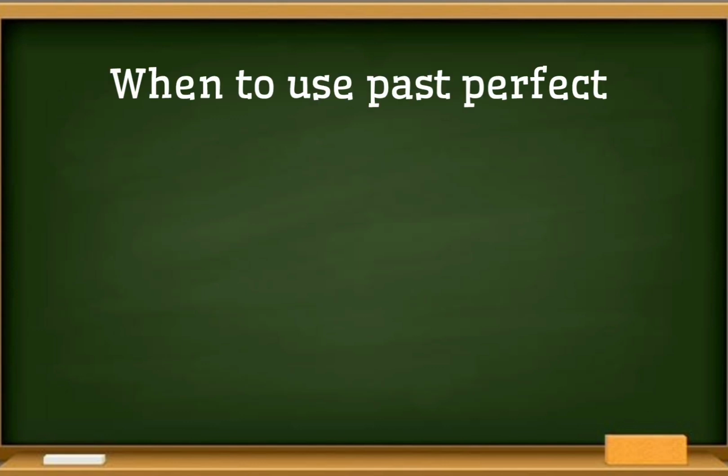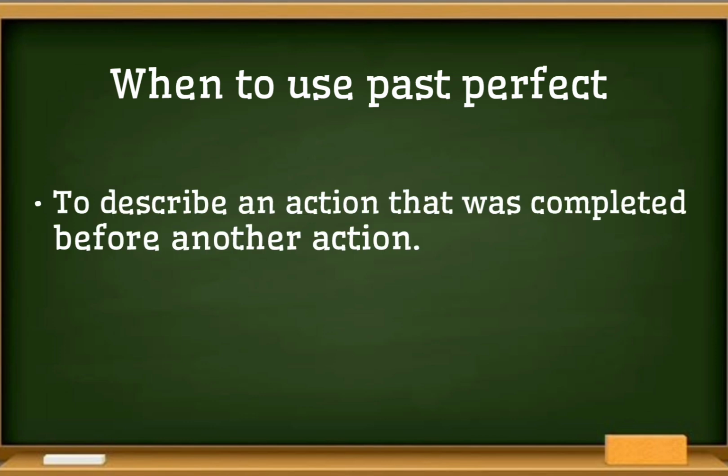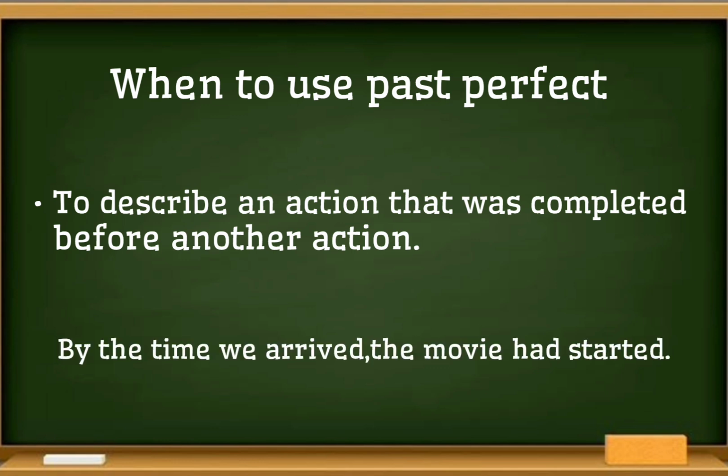Now look at when we have to use past perfect tense. We use past perfect tense to describe an action that was completed before another action. For example, by the time we arrived, the movie had started. So here, one action had already completed before another started. The movie had started, so this action had completed already.